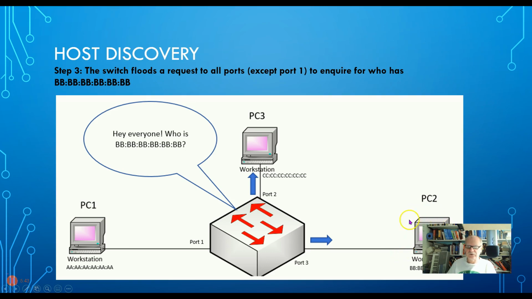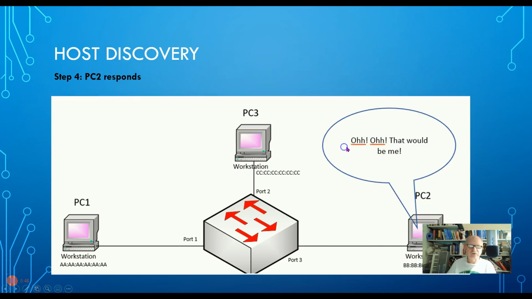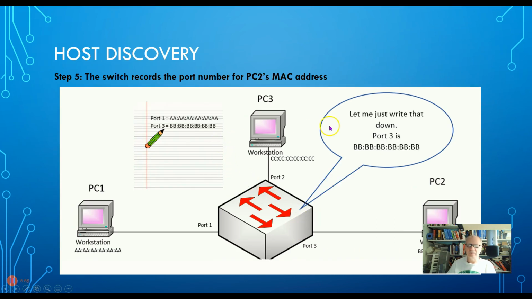And so PC2 is going to hear that as well as PC3. PC2 now goes, oh yeah, that'd be me. I've got BBBB, and it sends that information back to the switch. So the switch says, okay, let me just write that down here. Port 3 is connected to BBBB. So now it knows this information.